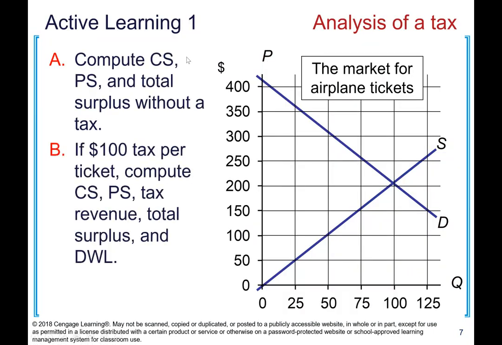Let's look at a learning exercise. Number A, compute consumer surplus, producer surplus, and total surplus without tax. Number B, now assume that there is a $100 tax per ticket. Compute consumer surplus, producer surplus, tax revenue, total surplus, and the deadweight loss. It is a market for airplane tickets.